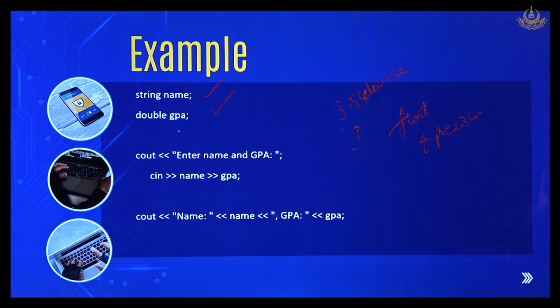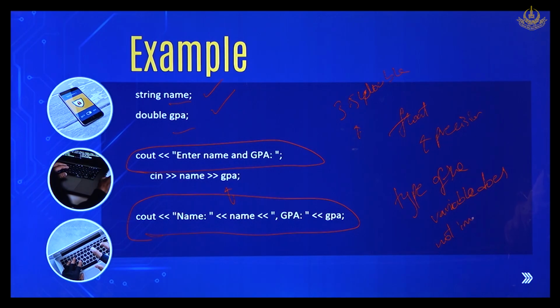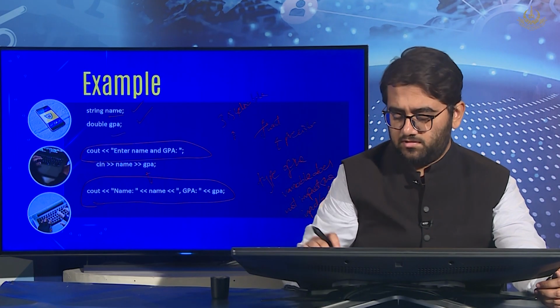So we have declared name and we have declared GPA. We are displaying a message on the screen saying to enter your name and GPA, and then we are just taking the values for those, and lastly displaying them on the screen. So here you can see that the type of the variable does not impact the input and output of variables.